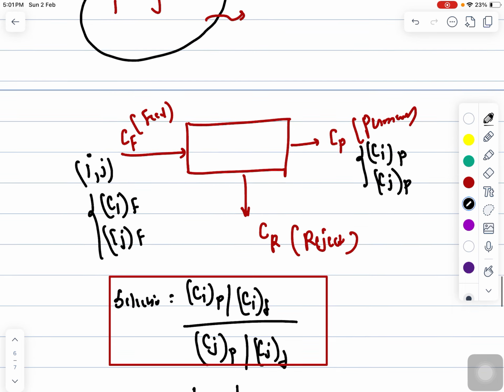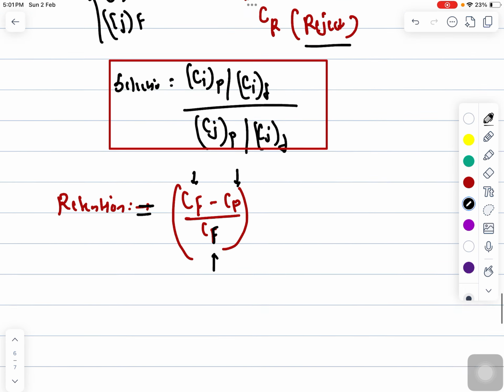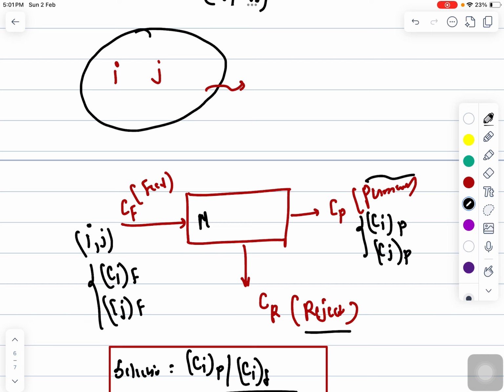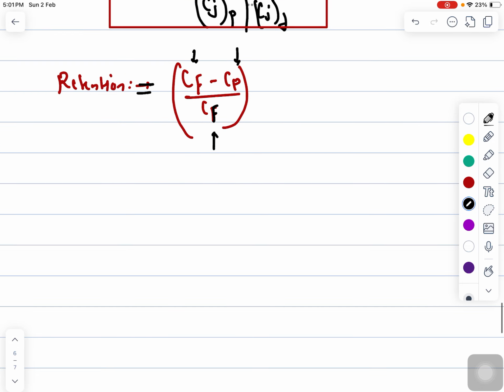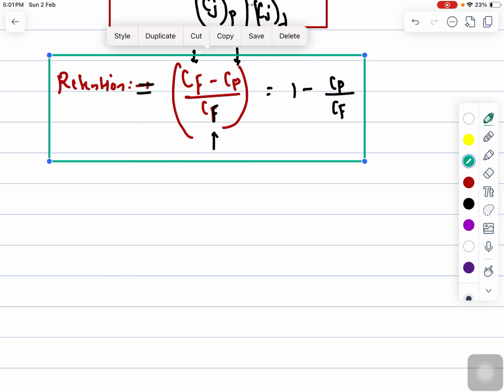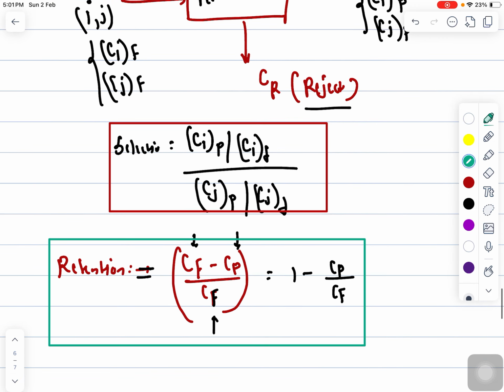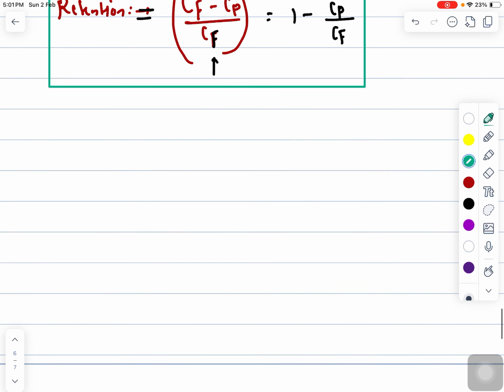So this one is the retentate or reject stream, this is the permeate stream, and this one is the feed stream, right? So if this one is the membrane, retention can also be written as 1 minus Cp divided by Cf. That is the retention. This formula is very important. Sometimes they can directly ask you the question: what is the retention of this particular species if the concentrations of the species in feed and permeate are given to you? Is that clear? And obviously I have already discussed selectivity here.